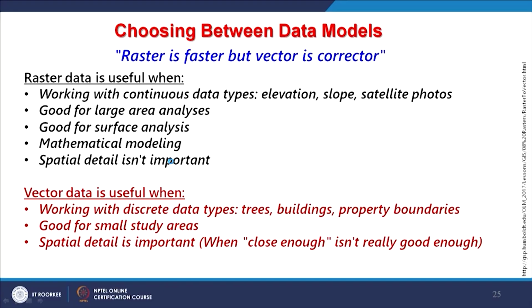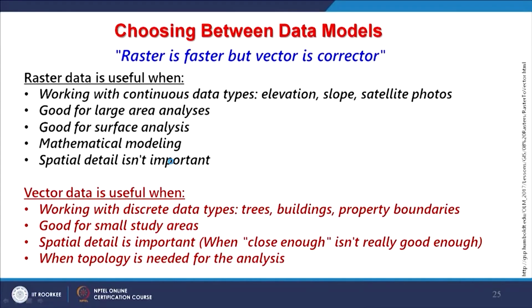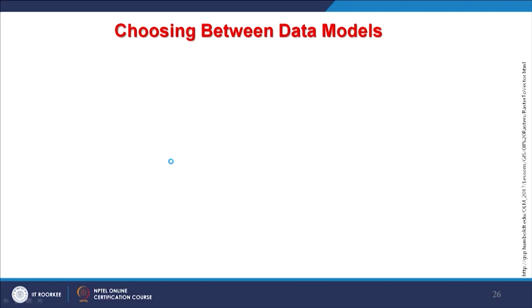That means if I am working on a terrain like the Himalaya and I am using vector data, my contours would be so close to each other that sometimes it is very bad from an analysis point of view. They become so close because the ruggedness, the slope, is very, very high. But in the case of raster, that difficulty will not be noticed. And finally, when topology is needed for the analysis: in raster you do not have to bother about topology, but in vector, of course, topology is always required, especially for polygon data.